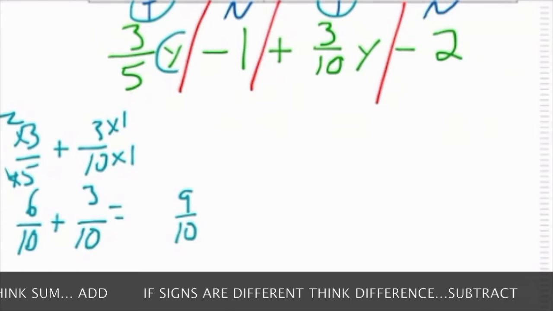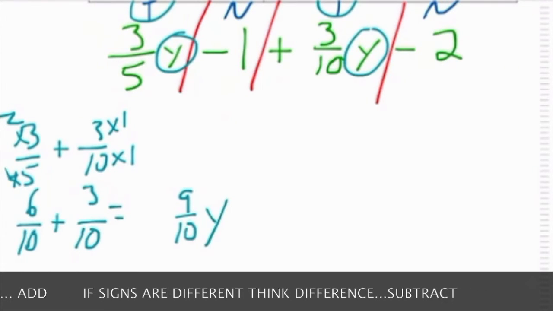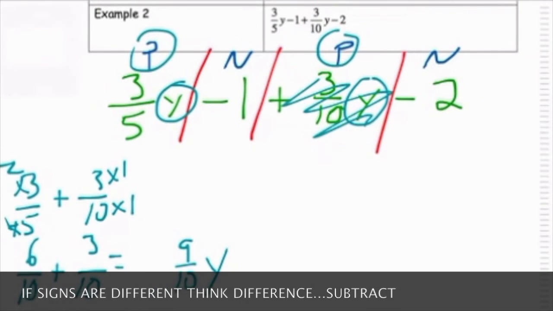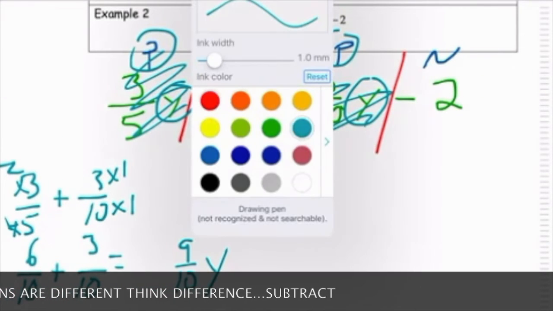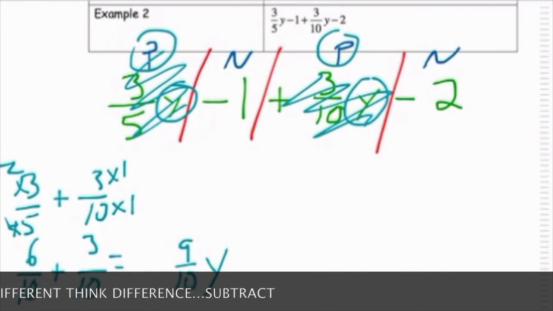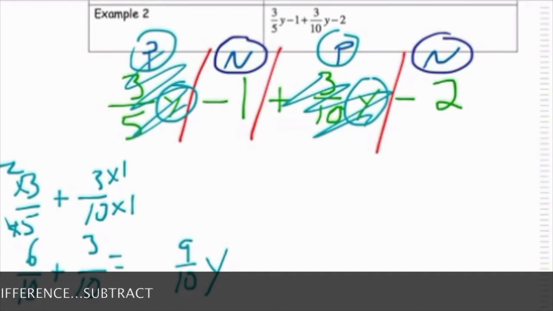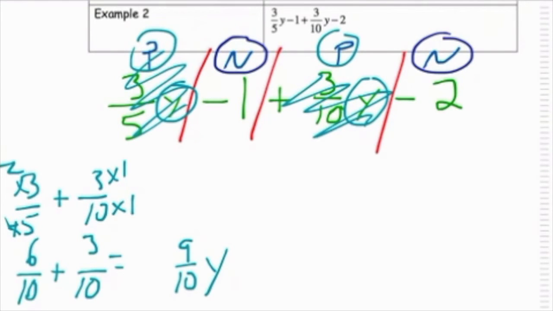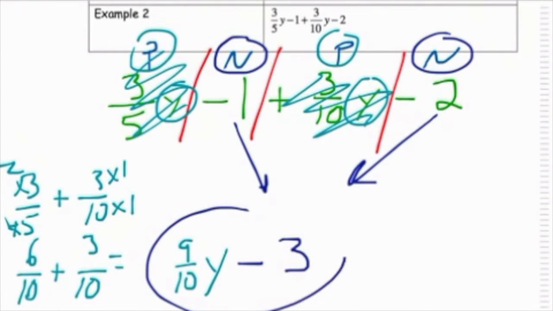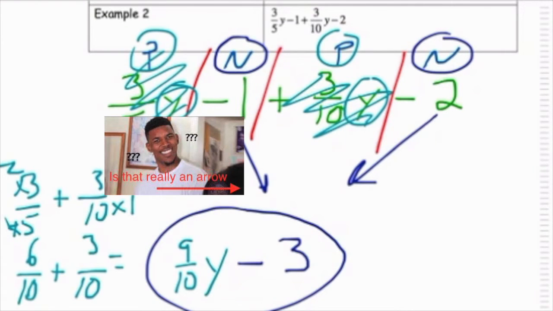Just don't forget to bring down the y. Gone, gone. Now look at your constants, the ones without a variable: minus 1, minus 2. Signs are the same, so you add. And 1 plus 2 is 3. But because negative 1 plus negative 2 is negative 3, I'm going to write minus 3. And my final answer is 9 over 10y minus 3.